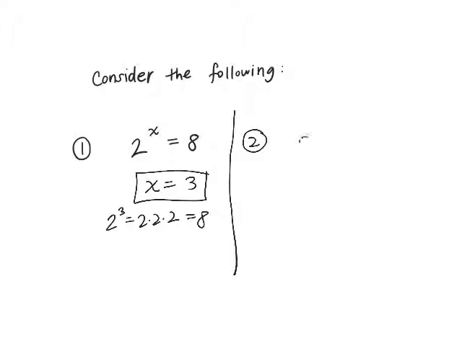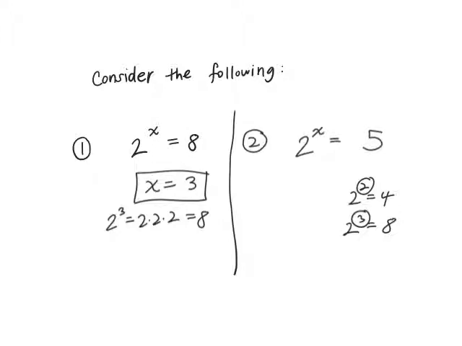What about this one? What if I told you that 2 to the x is equal to 5? 2 multiplied by itself, how many times would give you 5? Can you find the exact value? We know that 2 squared gives you 4, and 2 cubed gives you 8, so x must be a number between 2 and 3, but we need the exact value.